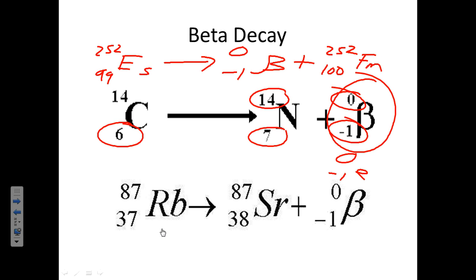Okay. So again, remember in beta decay, essentially a neutron breaks apart. It leaves behind a proton that stays in the nucleus, and it shoots out the electron as a beta particle, a high-speed particle.